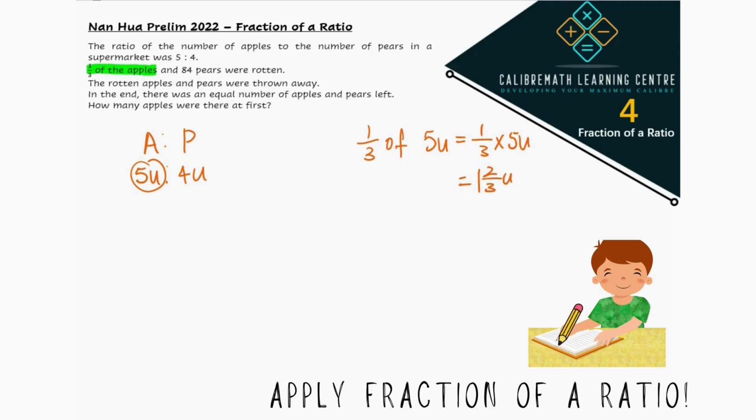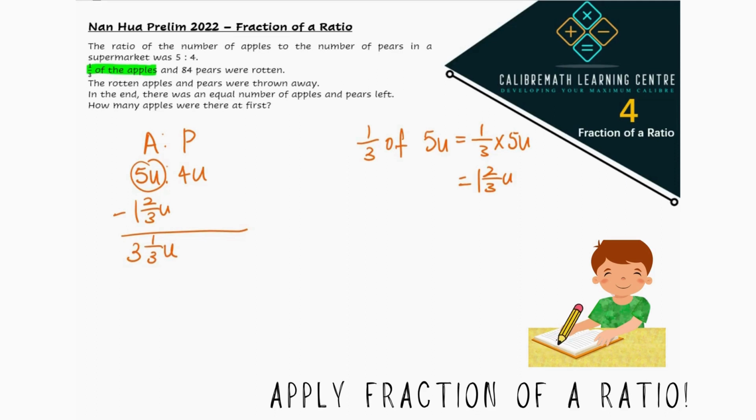So this 1 2/3 units represents the number of apples which were rotten and they were thrown away. So we're going to indicate that in our ratio by writing minus 1 2/3 units. And then in the end, the number of units left for the apples will be 5 minus 1 2/3 units, and that gives you 3 1/3 units.